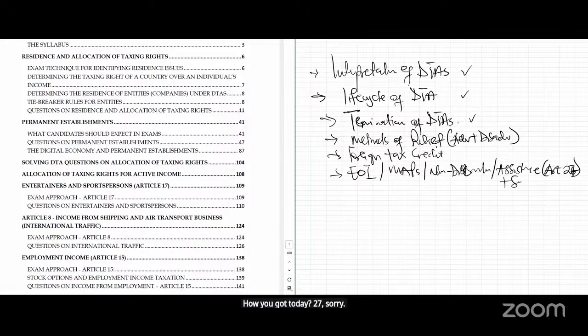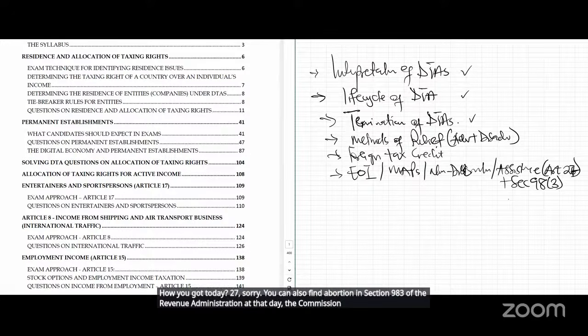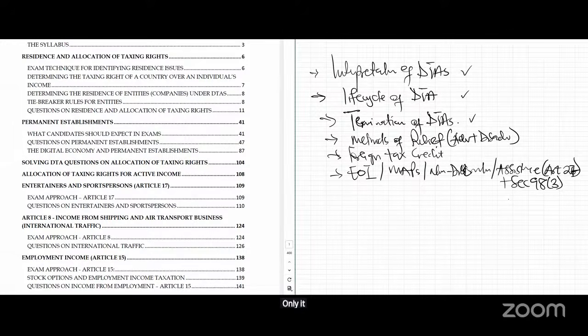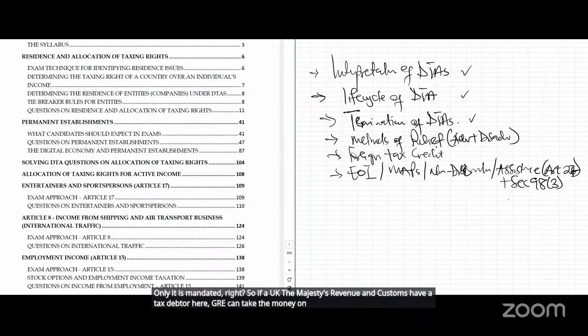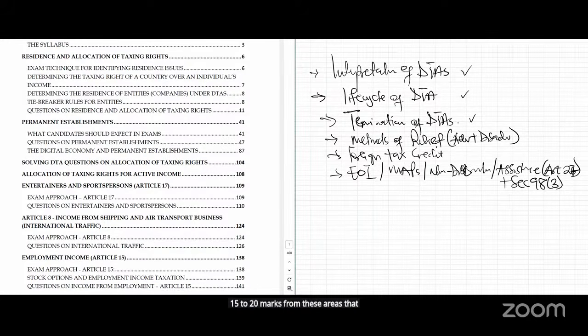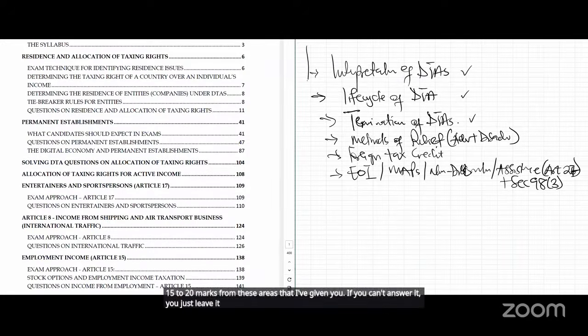You can also find a portion in Section 98.3 of the Revenue Administration Act, that the Commissioner General can take money from somebody who owes another country money, if it is mandated. So if the UK's Her Majesty's Revenue and Customs has a tax debtor here, GRA can take the money on behalf of the UK government. So they can also ask you that. From these areas that I've given you, I'm expecting some 15 to 20 marks. If you can't answer it, you just leave it because you still have 80 marks.